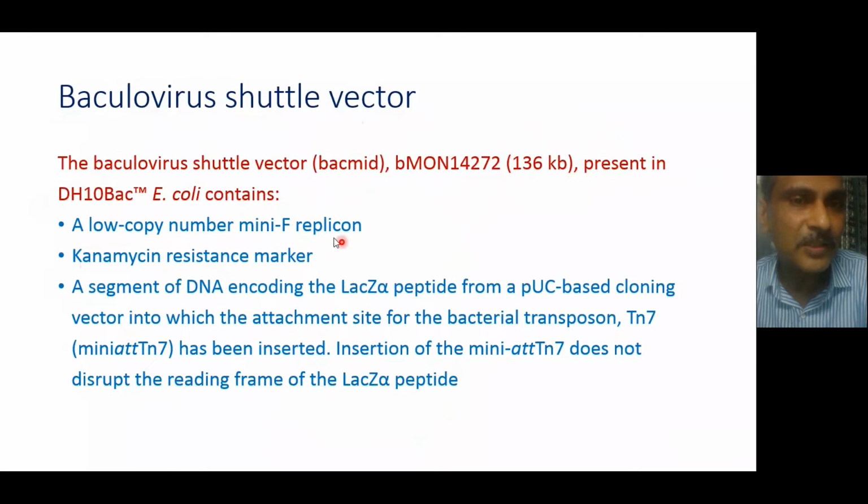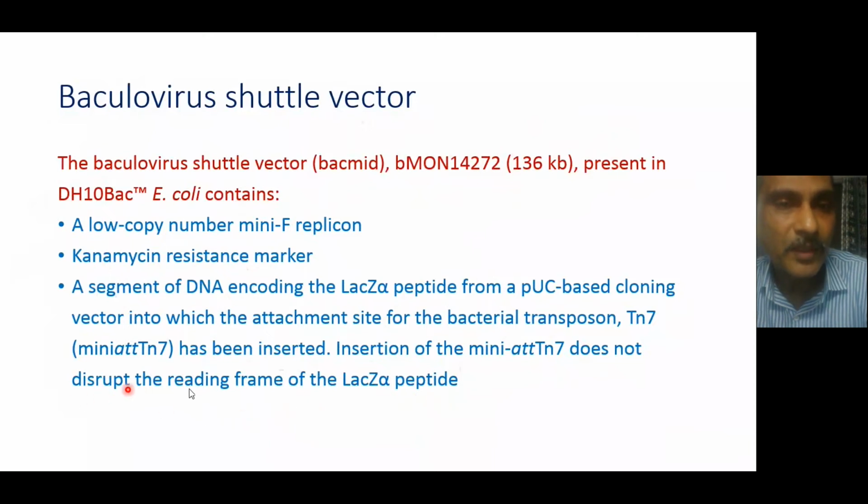There is a kanamycin resistance marker on it, so that we can select for the bacmid using the antibiotic kanamycin. And the most important part is that within this bacmid, there is a segment of DNA encoding the lacZ alpha gene, which codes for the enzyme beta-galactosidase, which allows for blue-white selection. Within this lacZ alpha gene, they have put a mini attTn7 attachment site. The transposon 7 attachment site has been incorporated within the lacZ alpha gene in such a way that it does not disrupt the reading frame of the lacZ alpha gene.